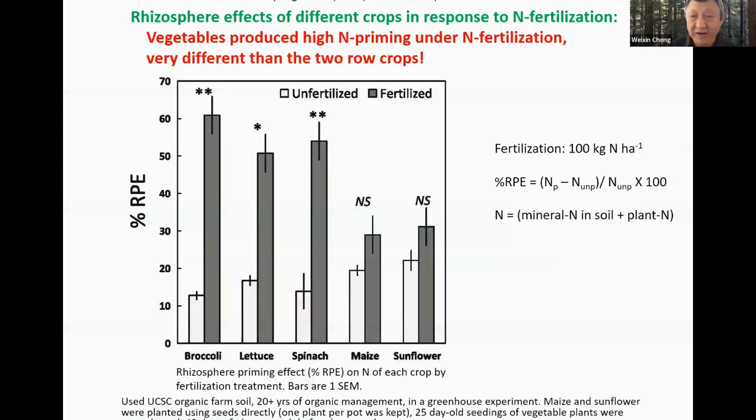Okay, so Judy showed this graph. I just stressed that the different plant species can do very different things to the priming effect. In this case, the three vegetables, broccoli, lettuce, and spinach, have a huge rhizosphere priming effect when they get fertilizers together. Okay, the two row crops show a very different picture. The priming effect is way less with fertilizer. Without fertilizer, they have a higher priming effect. With fertilizer, they don't, compared to the vegetables.